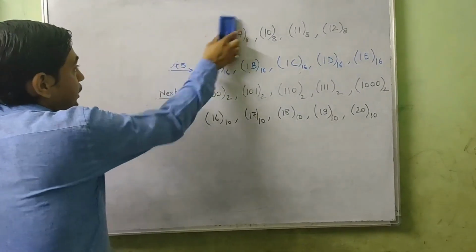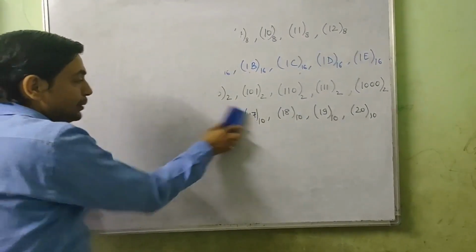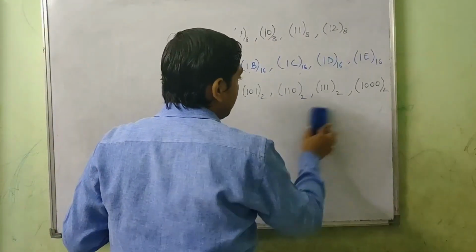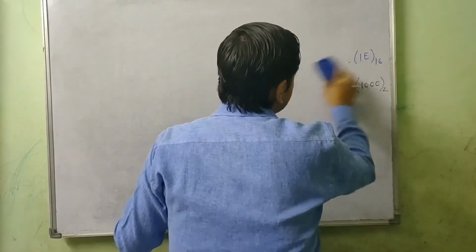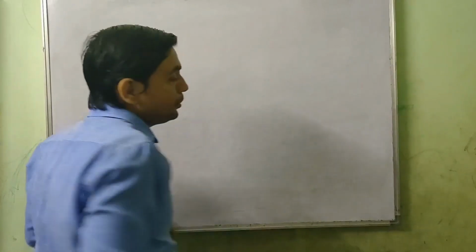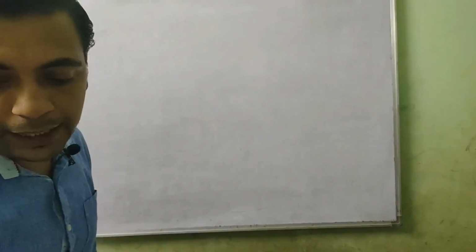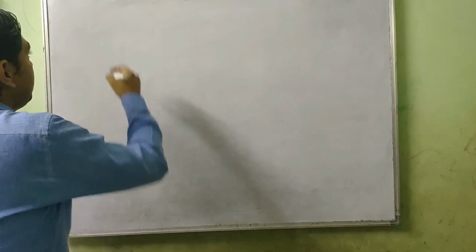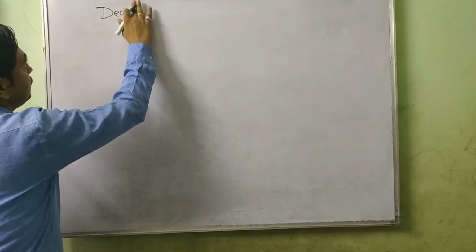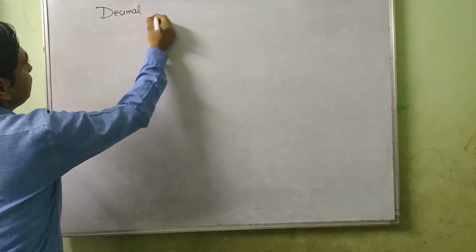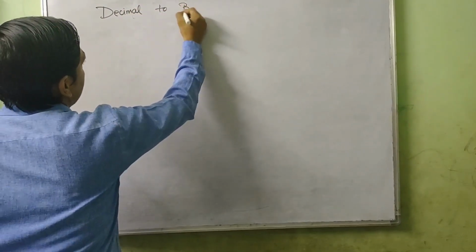Now the first conversion. First of all, we will see the decimal number, and how to convert decimal into other number systems. That means decimal to binary, decimal to octal, decimal to hexadecimal. So for that, let's see first of all decimal to binary conversion.